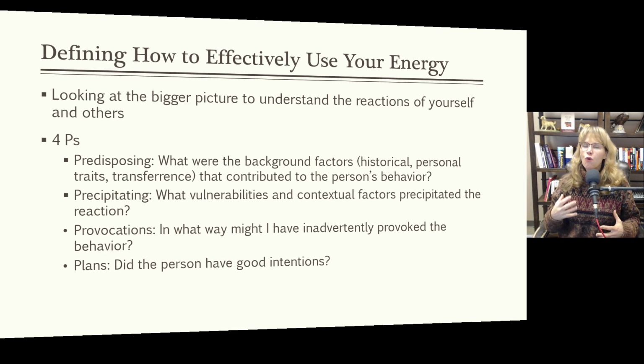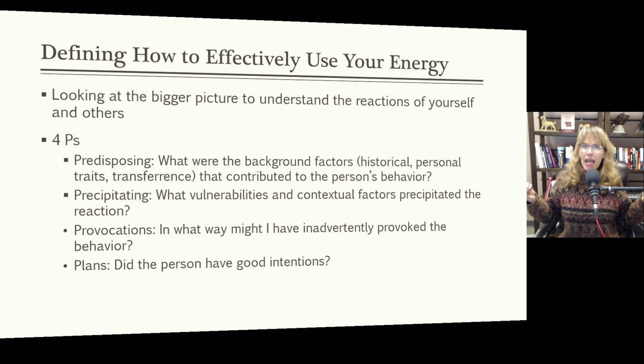Precipitating factors are more things that are going on in the present. Vulnerabilities and contextual factors that precipitated the reaction. Vulnerabilities are things that make us more likely to respond strongly to a situation. If I don't have enough sleep, if I'm in pain, if I don't feel well, all of those things may make me more vulnerable to reacting strongly and negatively to something that may not deserve that strong of a reaction. So it's important to recognize vulnerabilities in people's behavior, whether it's how you're reacting or how someone else is reacting. And contextual factors may also contribute to vulnerabilities.